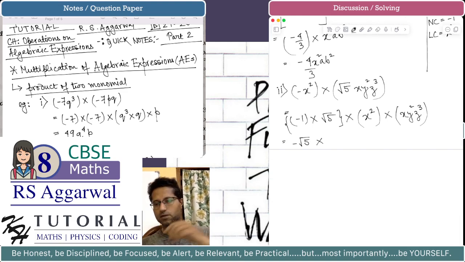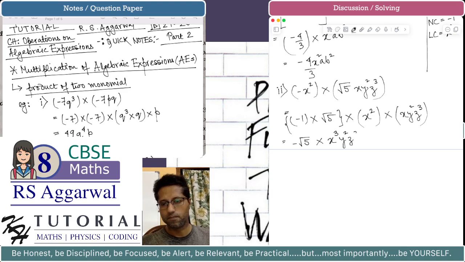And then from the product of the two literal coefficients, we combine all the similar literal factors. So we see we have x square into x, so it becomes x cube. There are only single terms of y and z, so it is y square and z cube. Hence the final result is negative of square root of 5 x cube y square z cube.